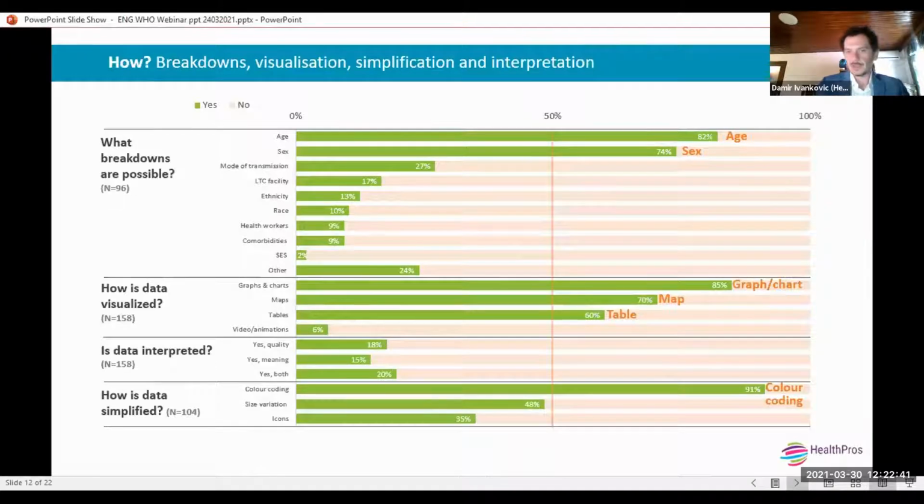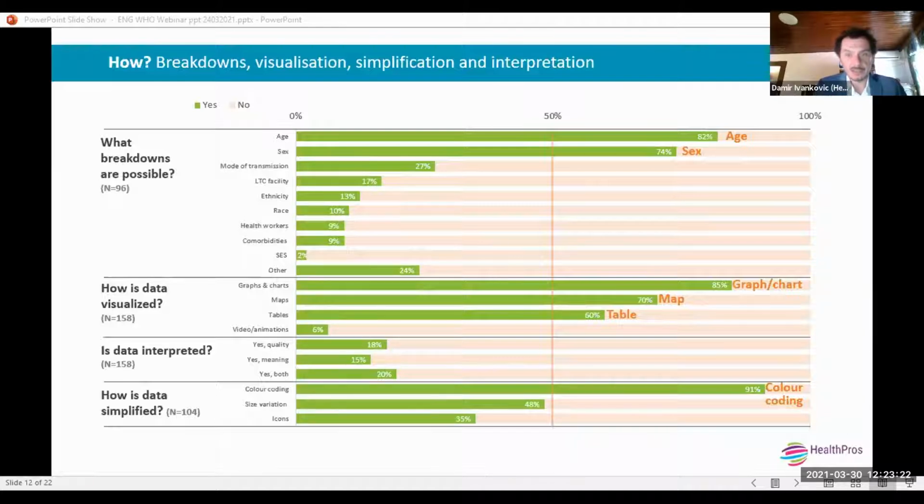Further on, as I said, we went why and what and how. Again, these are only the main results. We looked at what kind of data, information, or indicator breakdowns were available, and 2/3 of dashboards did have additional breakdowns available, and mostly this was focused on age and sex breakdowns, and rarely it was included, for instance, ethnicity, race, socioeconomic status, and then disaggregations for specific populations like healthcare workers or long-term care facilities.